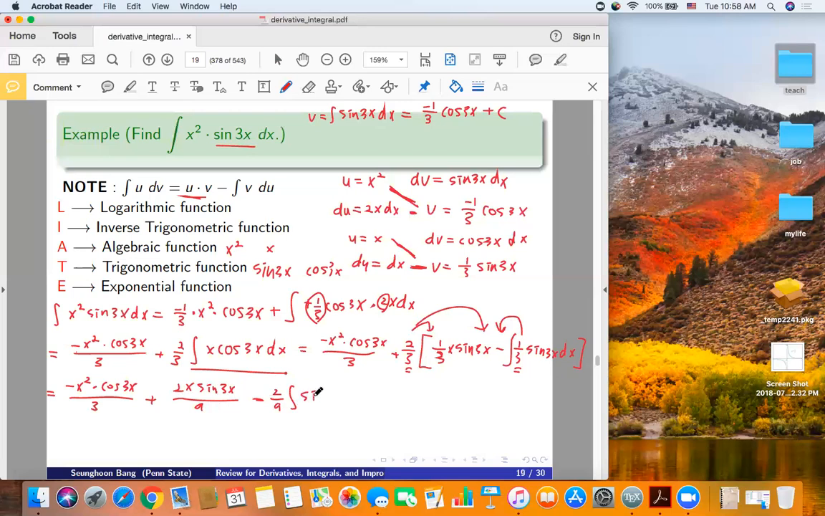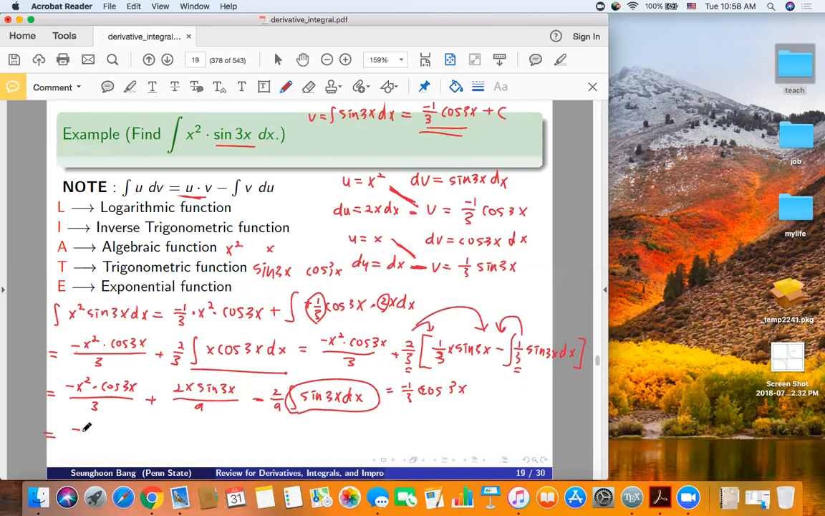Integral sine 3x dx. So what's that? You know what is the integral of sine 3x dx? The integral of sine 3x dx is minus 1/3 cosine 3x. So what's the final answer?